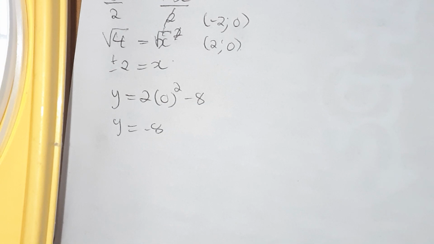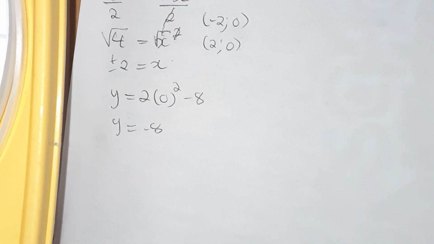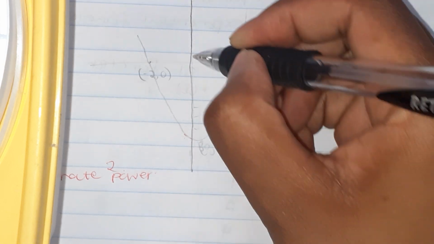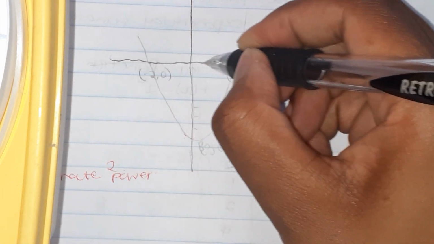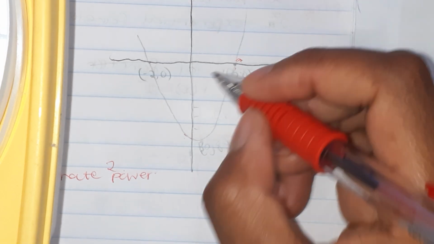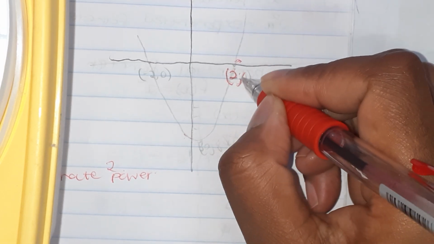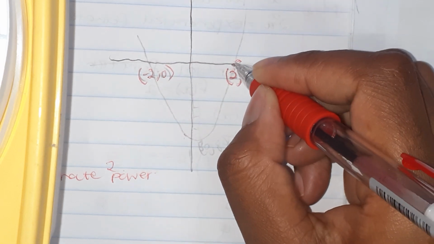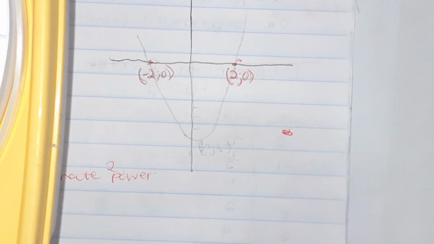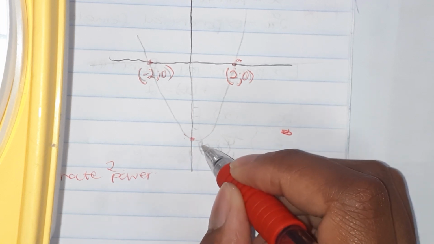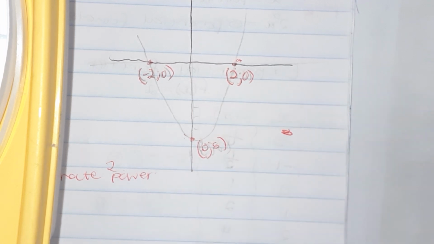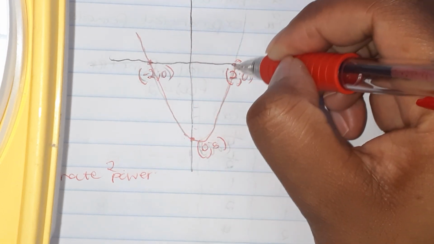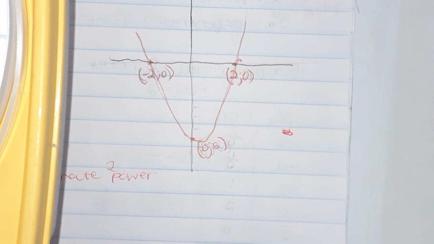So let me show you how you plot. Okay, this is how you plot it. This again is a Cartesian plane. So we got here our positive 2 and 0, and here we got our negative 2 and 0. Those are the two x values. We need these two x values, and we need this one, which is 0 and negative 8. That will be our turning point. So you just draw it like this, and here is your graph.